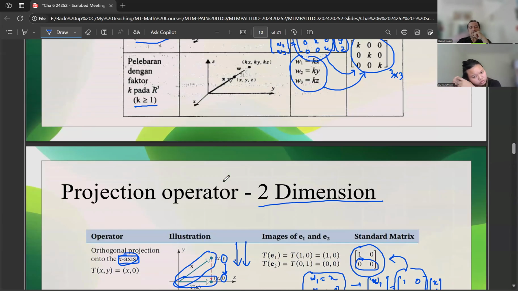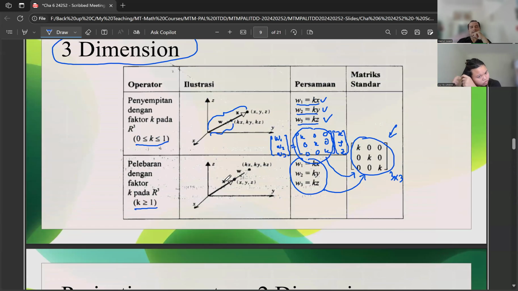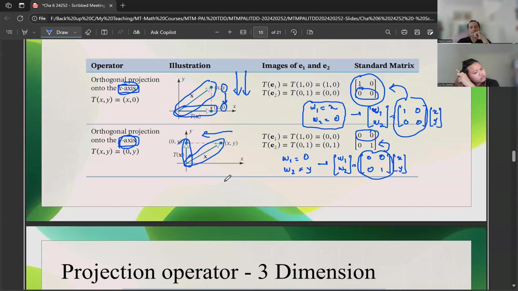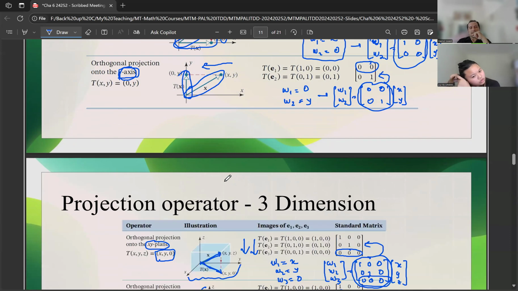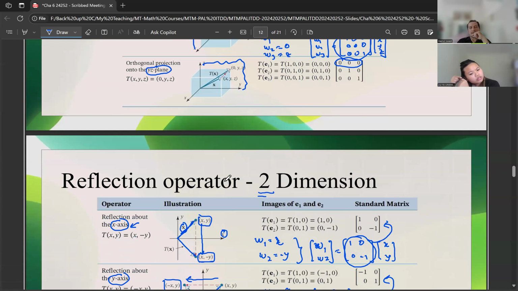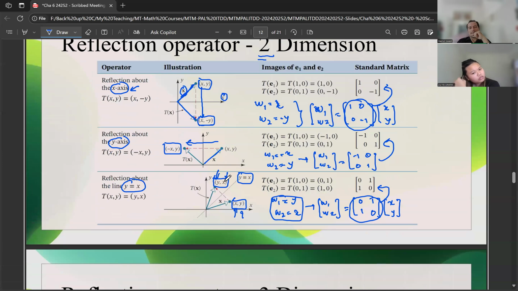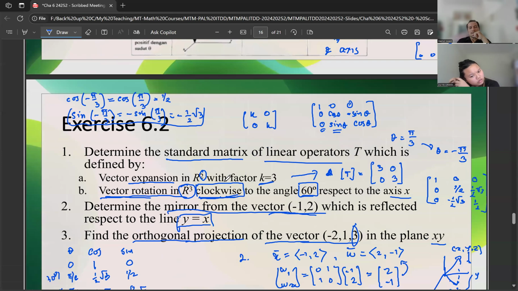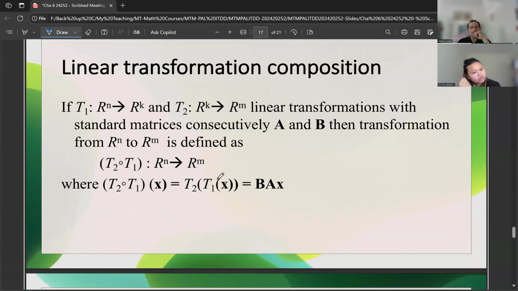Yeah, at least you must remember it, or if you don't need to remember, you must know the principle of each operator's standard matrix. Jadi harus tahu prinsipnya. Kalau nggak pengen hafal masing-masing matrix standarnya. Oke.